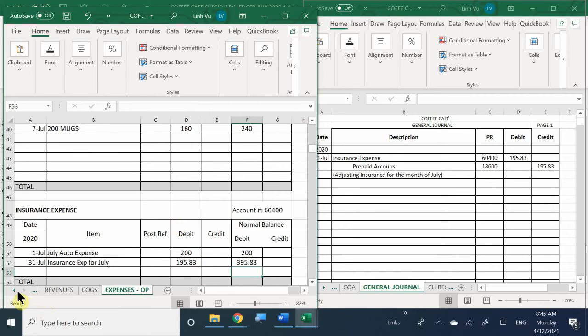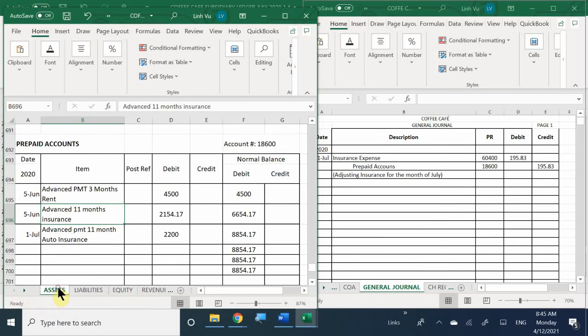And now I need to also adjust my prepaid accounts because I no longer have 11 months left. I only have 10 months left, right? So here, I'm going to write adjust prepaid insurance for July.